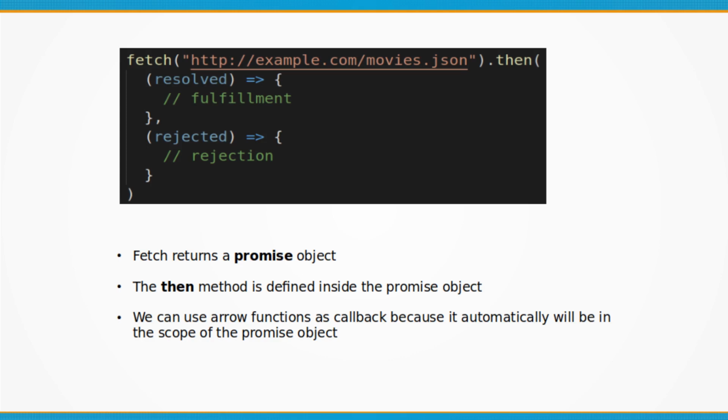Both these callback functions are arrow functions defined inside the then method, which is the scope of the promise object. That's the reason the callback functions work. Hope now you know a little more about arrow functions.